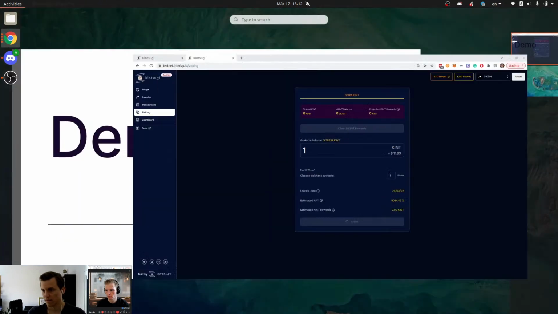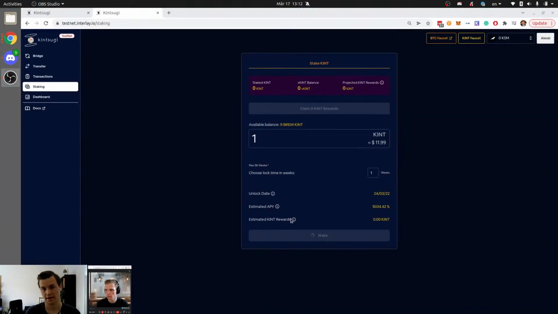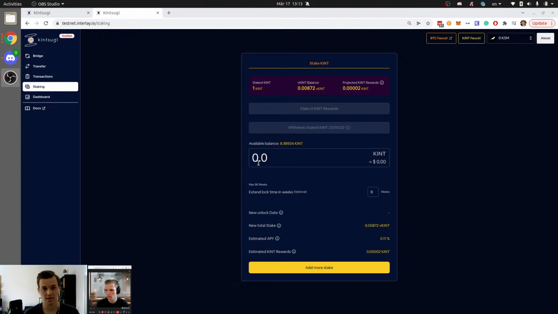Right, now that we have signed this transaction, we will wait for it to complete. And then we will see that our staking balance is now being updated. So what does this mean? We can see that we've just staked 1 KINT. We now have a vKINT balance of 0.008 vKINT.